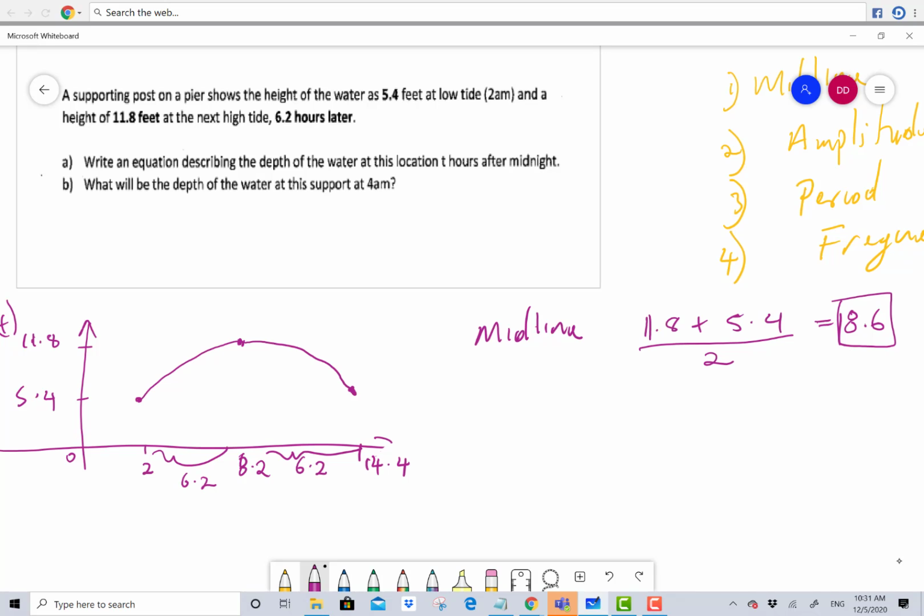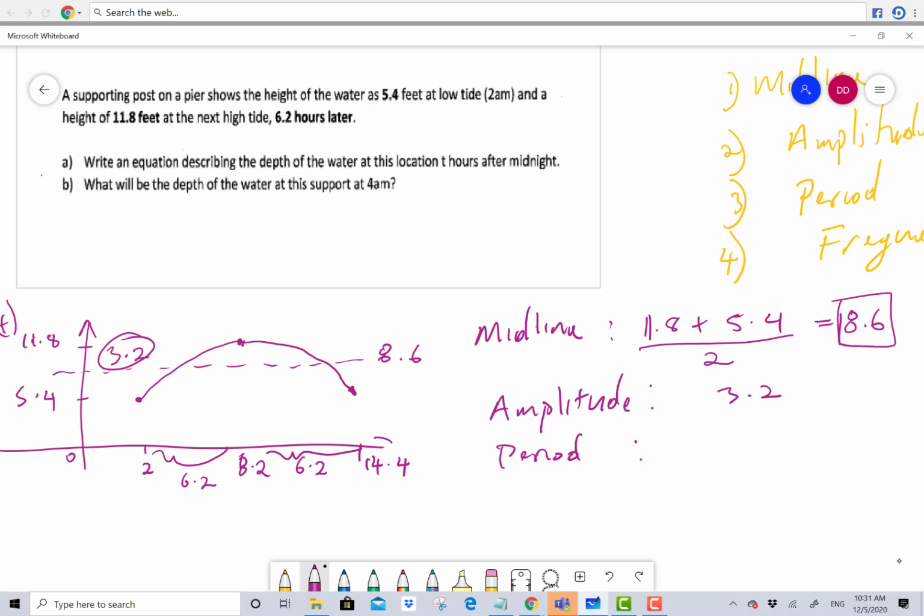Now, after I have my midline, I want to figure out my amplitude. To figure out my amplitude pretty easily, I just need the distance from my midline to the top or the distance from the midline to the bottom. So the midline here is 8.6. Going from the top to 8.6, which is my midline, I'm going to get 3.2. So I can do it two ways. I can go from the midline to the top or the midline to the bottom. Either way, I'm going to get 3.2. So my amplitude is going to be 3.2. Now I need my period.